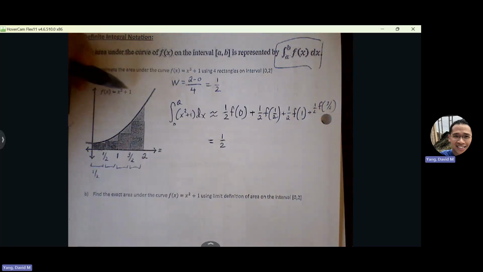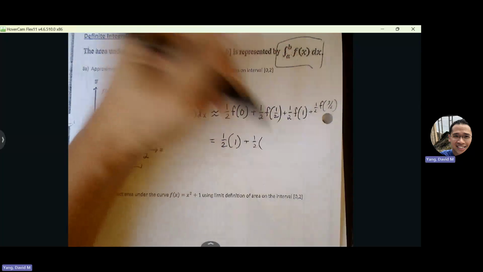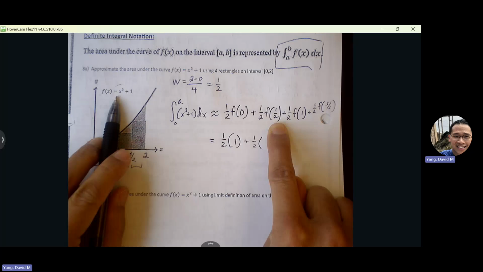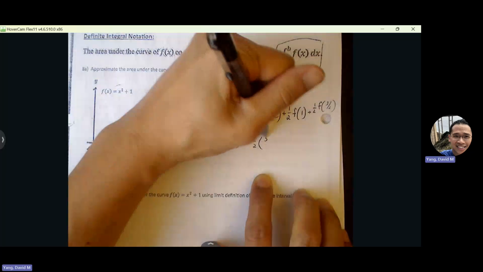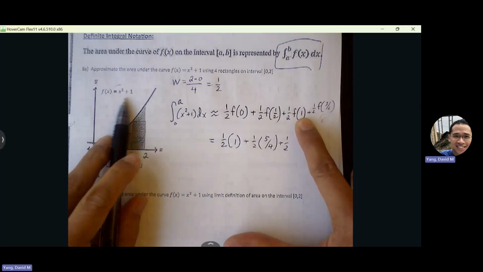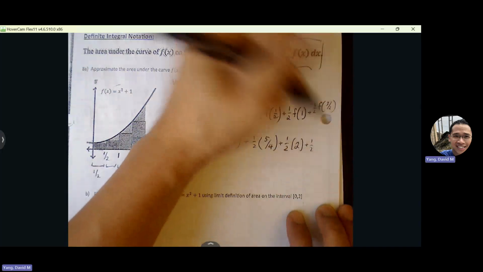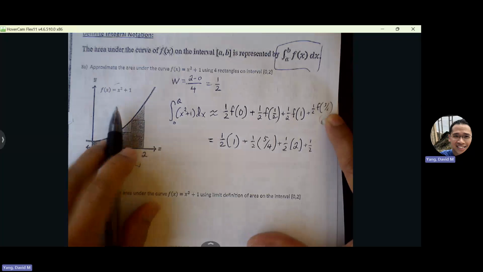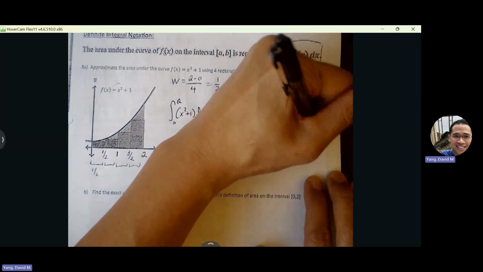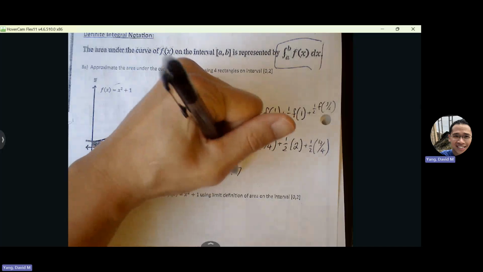So if I plug 0 into the function, I'll get a y value of 1. If I plug 1/2 into the function, I'll get 5/4. If I plug 1 into the function, I'll get 2. If I plug 1.5 into the function, I'll get 13 over 4. So that ends up being 3.75.